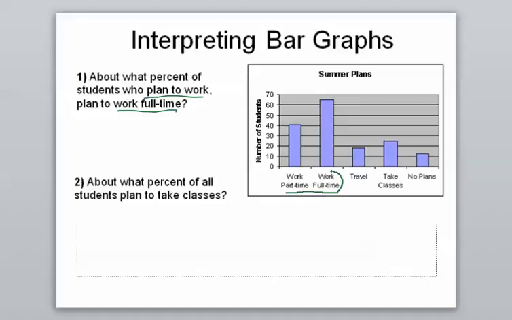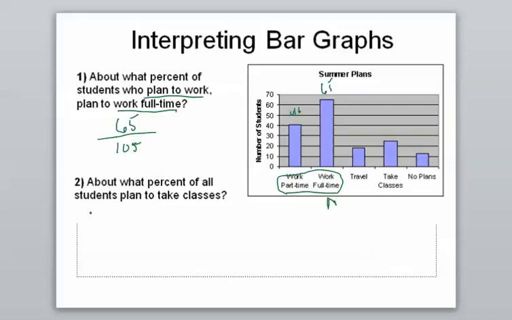Well, these are the ones that plan to work right here, okay? And these are the ones that plan to work full time. So let's see here. This is 65, and this one here we're going to say is 40. So what I'm going to do is take 65 and divide that by the total number of people who plan to work. That'd be 65 plus 40, that's 105. And so my percentage here would just be taking 65 divided by 105.